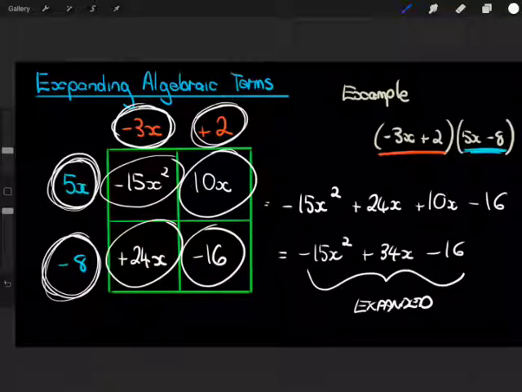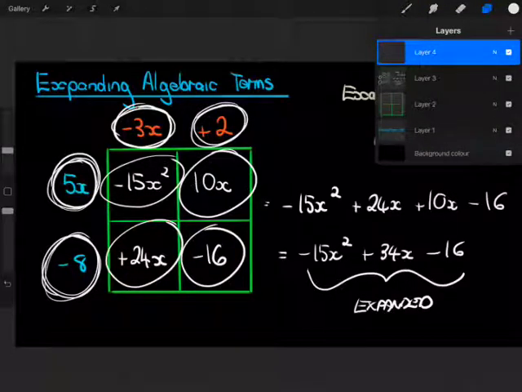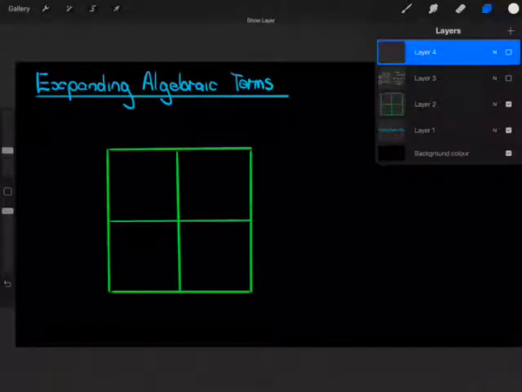So you can use this method if ever you've got a bracket where you're multiplying two brackets together, you can set up a grid to multiply them. And you could use this if you wanted to, just to show you another quick example. You could, if you had to, use this to do something like the following.